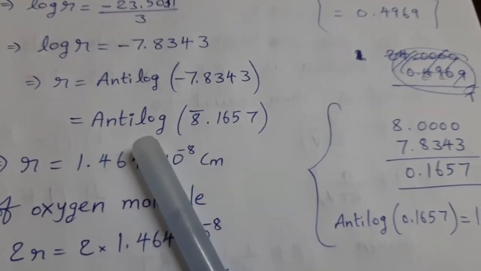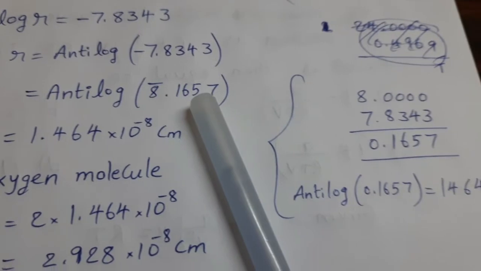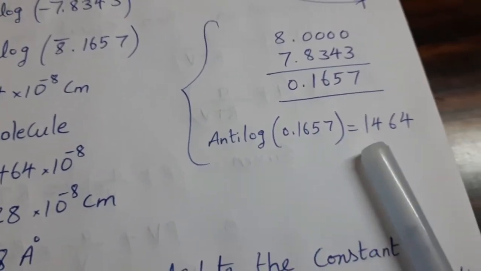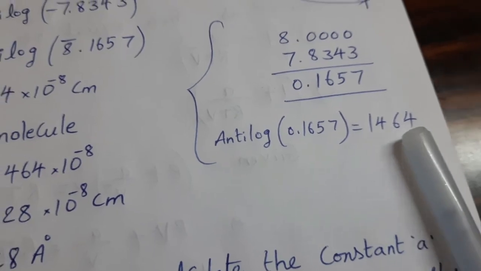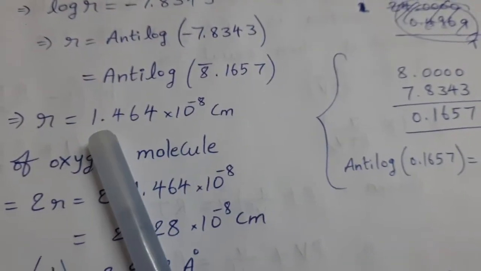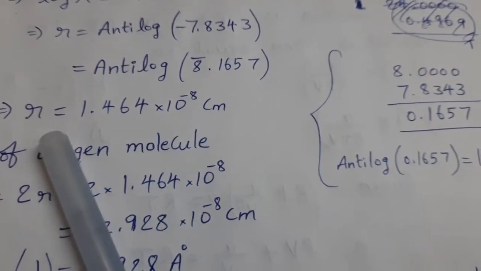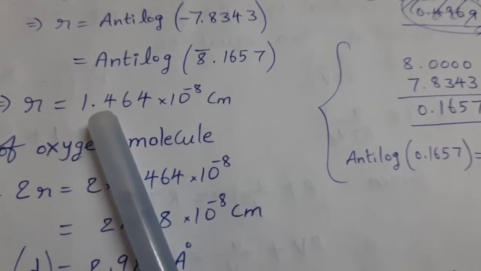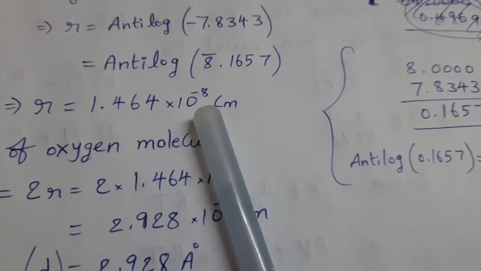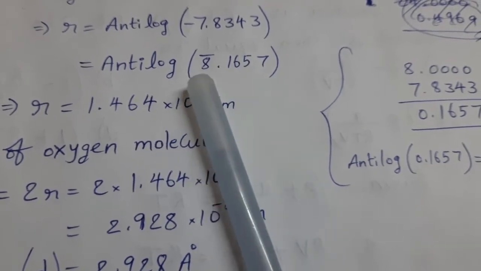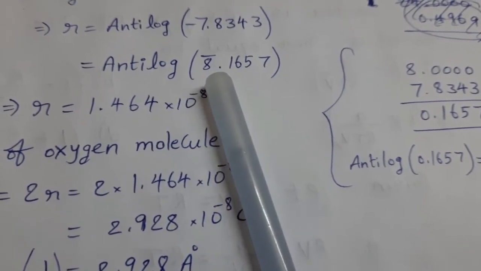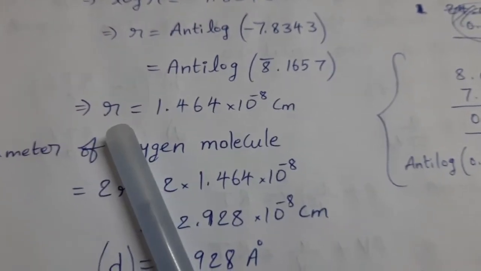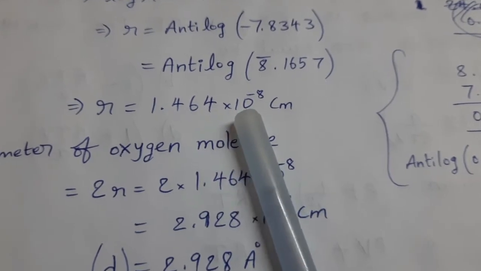So see the anti-logarithm for 0.1657. The anti-logarithm value of 0.1657 is 1464. So in 1464, after one digit we put the decimal: 1.464 into 10 power, the number before the decimal, 8 bar. 8 bar means minus 8, so 10 power minus 8, hence radius r equal to 1.464 into 10 power minus 8 centimeter.